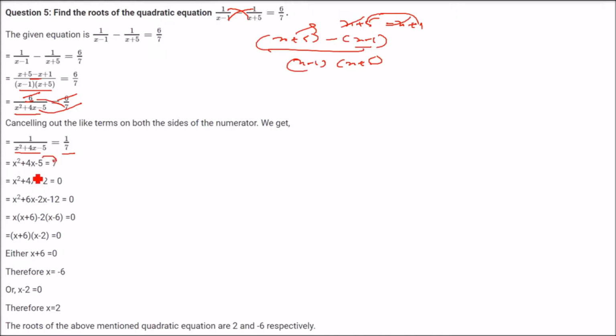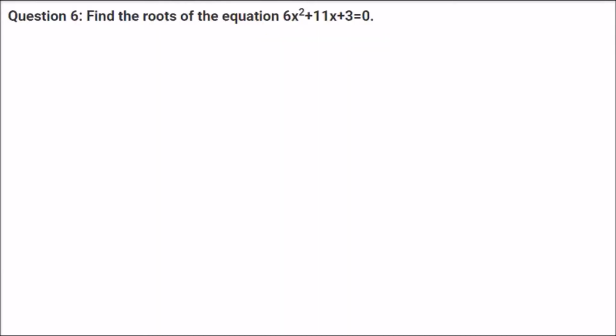Take 7 on this side. This will be x square plus 4x minus 12. And this 12 can be written as 6 into 2. So 4x can be written as x square plus 6x minus 2x minus 12. Take x common from here, x plus 6. Take minus 2 common from here, x plus 6 will be there. So x plus 6 and x minus 2 are the factors. From here, x will be equal to minus 6. From here, x will be equal to 2. So these are the roots of this equation.